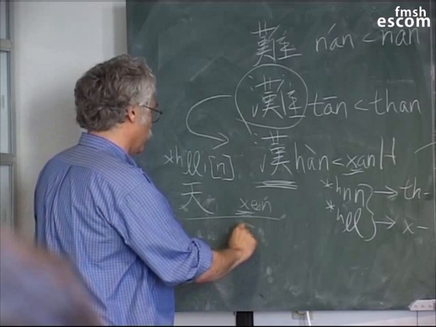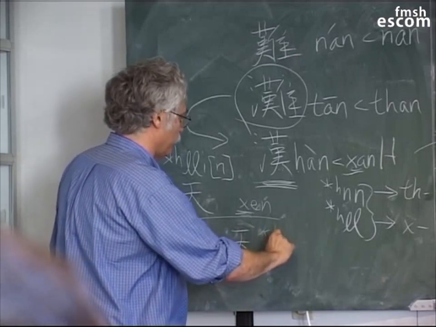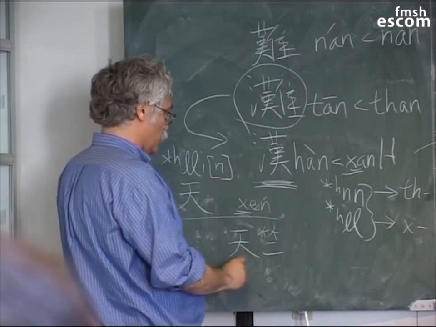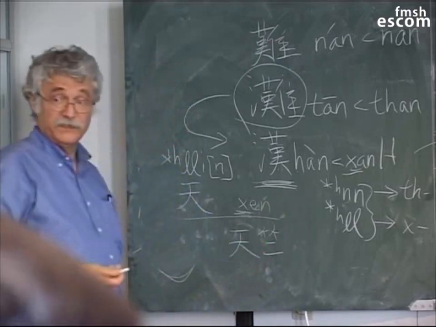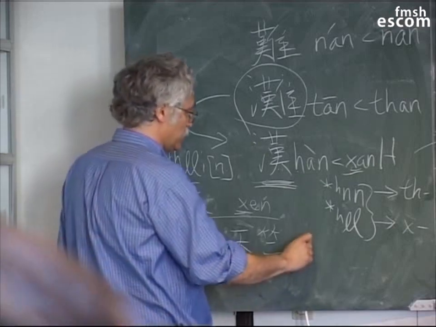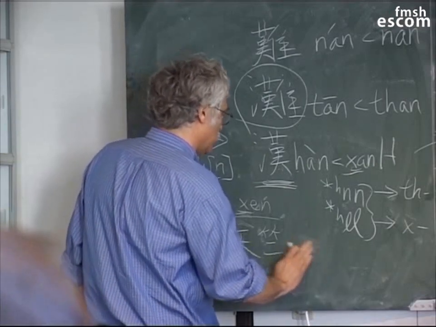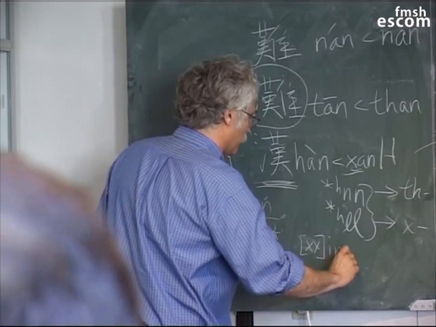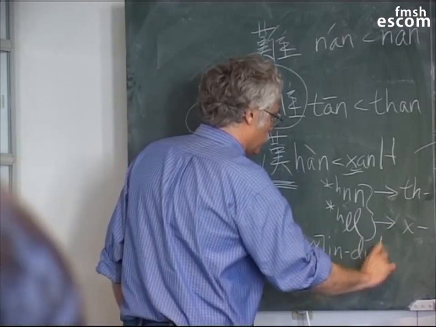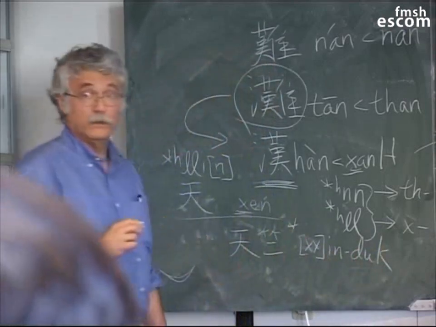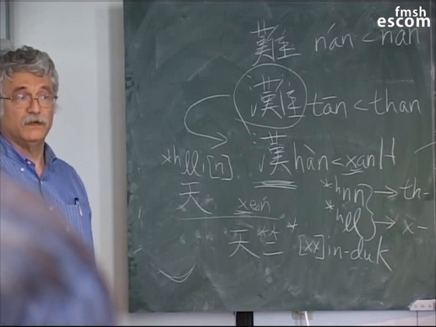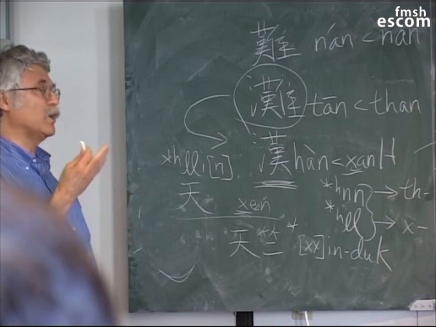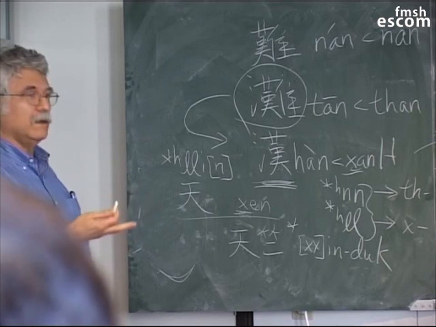We also have an old way of writing a term for India, which is tianzhu. It doesn't make much sense if you read it as tian, but if it's in fact already something like kin, I think this is duk, then it makes sense as a transcription of Hindu, something like that. Hinduka.